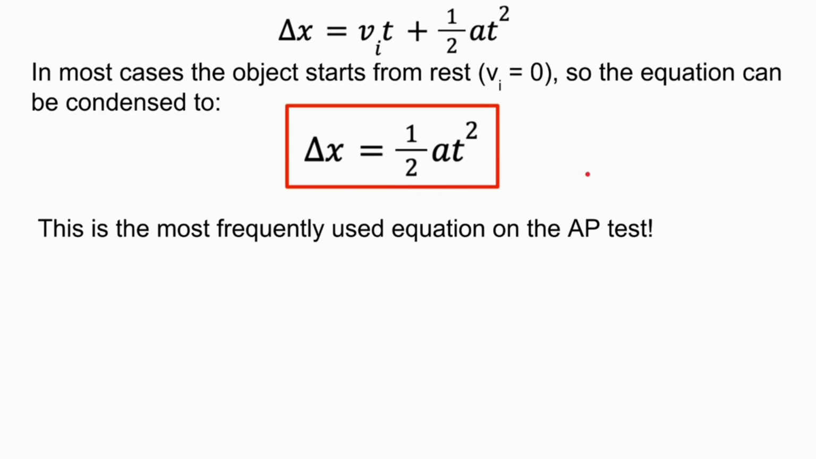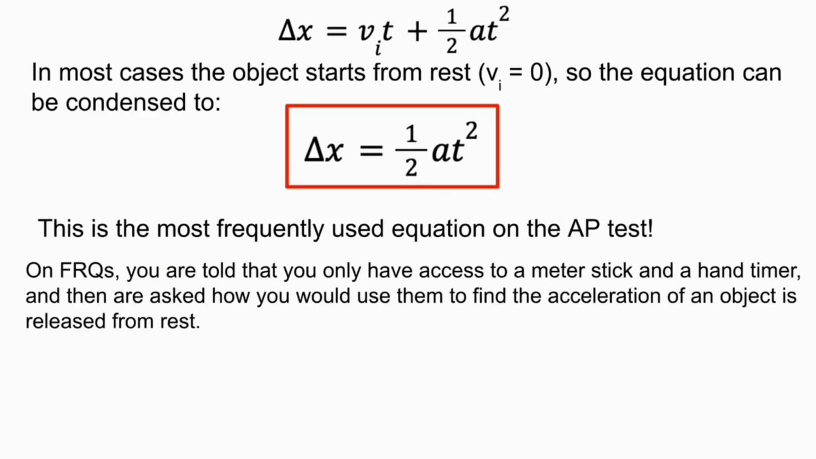All right. Now let's just look at how they often present questions, say, in an FRQ portion of the test. They like to say, like, oh, you have access to a meter stick and a hand timer and a ball rolling down a ramp, and we want you to find the acceleration. How would you do it? Okay, so being limited to a meter stick and a hand timer, that is really classic AP Physics type of stuff. And that means then that you're going to have to use this equation to solve it.